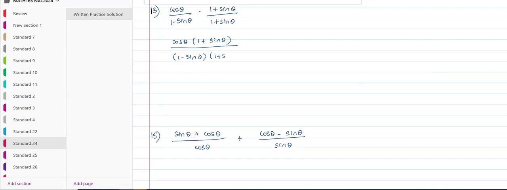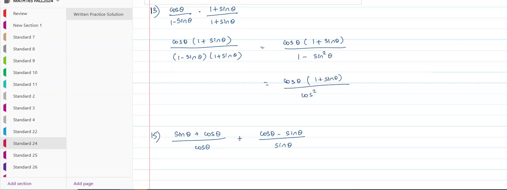And remember, a minus b times a plus b is a squared minus b squared, which is 1 minus sine squared theta. I know 1 minus sine squared theta is cosine squared theta. Then I can simplify this. This becomes this. So my answer will be 1 plus sine theta over cosine theta.